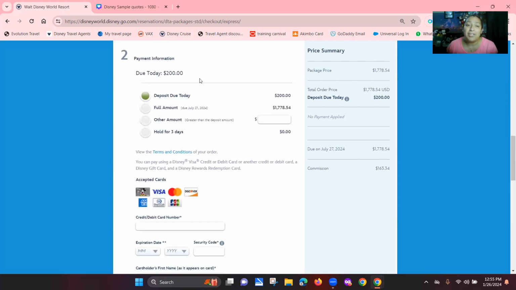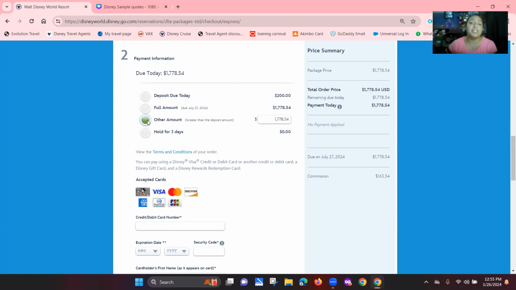Payment information. This is part 2. This is where the due deposit comes in of the $200. You can pay the full payment today of $1,778. They can pay another sum, like let's just say they want to give $300, right? They can go ahead and do that here. It has to be more though than the actual deposit.